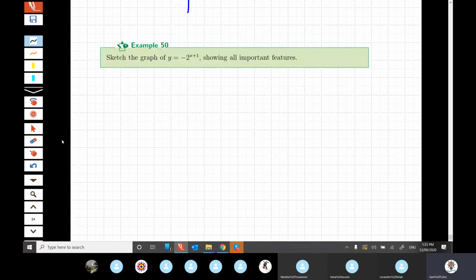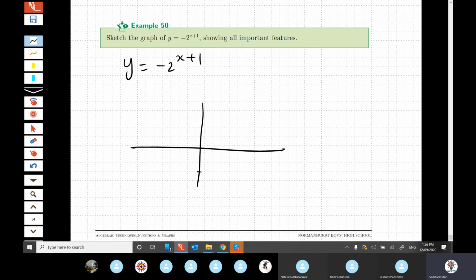Let's try this one. Sketch this graph: y equals negative 2 to the x plus 1. Well, again, maybe a few things. If I was doing this in my exam, the first thing I would do is substitute x is 0. 0 plus 1 is 1. I know I get a y-intercept of -2. So when x is 0, y is -2. At least I now know that.